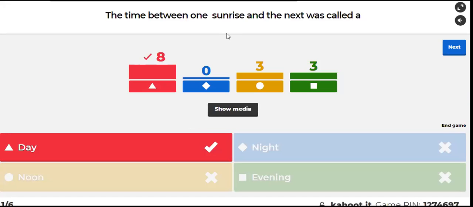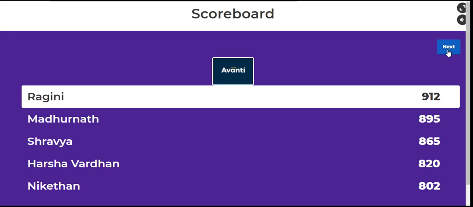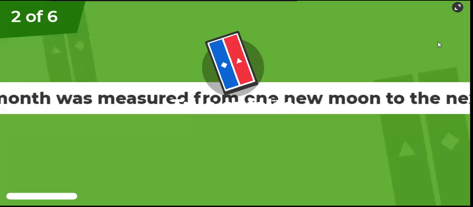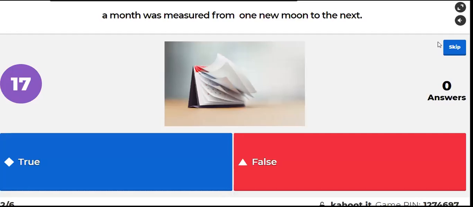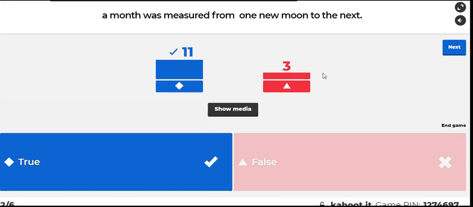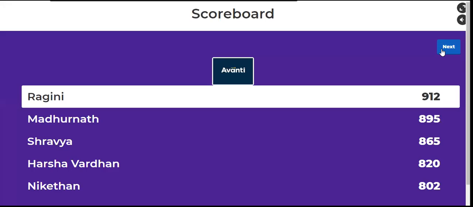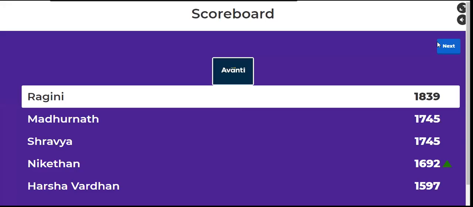Day, between sunrise and sunset. A month was measured from one new moon to the next. True or false? Yes, very good. That's correct, right? That's correct. Next.